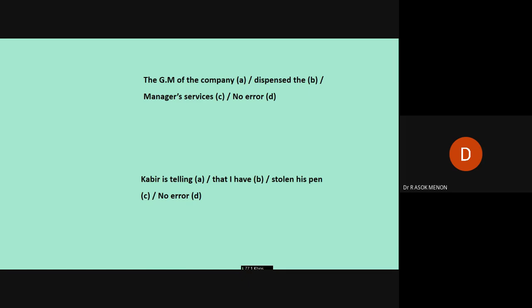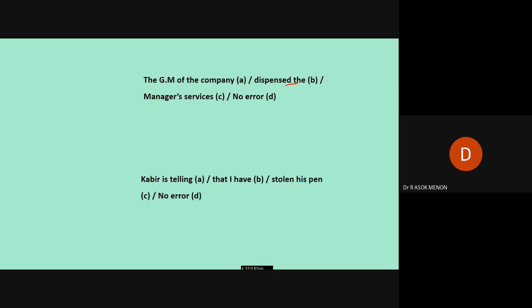Dispense alone doesn't make any sense. Dispense should be followed by the preposition with. Dispensed with the manager's service. Dispense with means avoid or declare unwanted. Dispense with means, yes, declare unwanted or avoid.